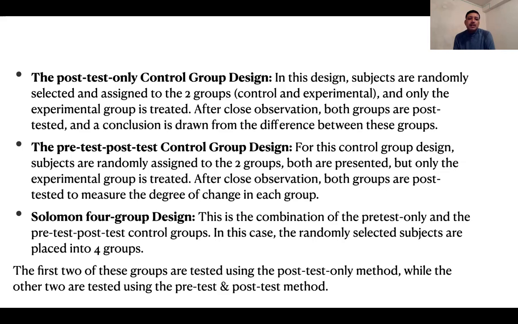The third one is the Solomon 4-group design. This is the combination of the post-test only and the pre-test, post-test control groups. In this case, the randomly selected subjects are placed into 4 groups. The first 2 of these groups are tested using the post-test only method, while the other 2 are tested using the pre-test and post-test method. This is about the 3 control group designs.